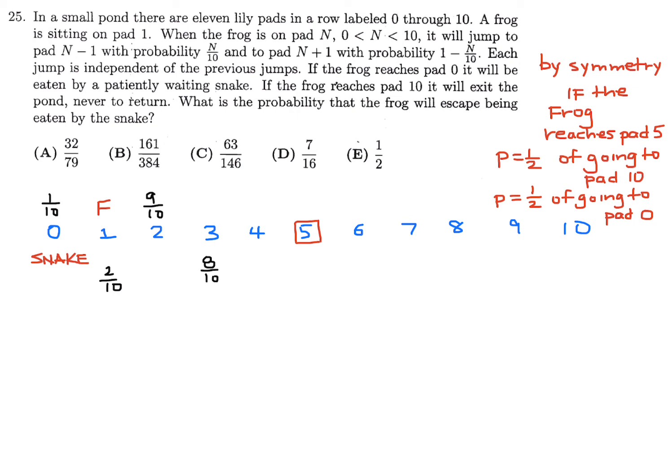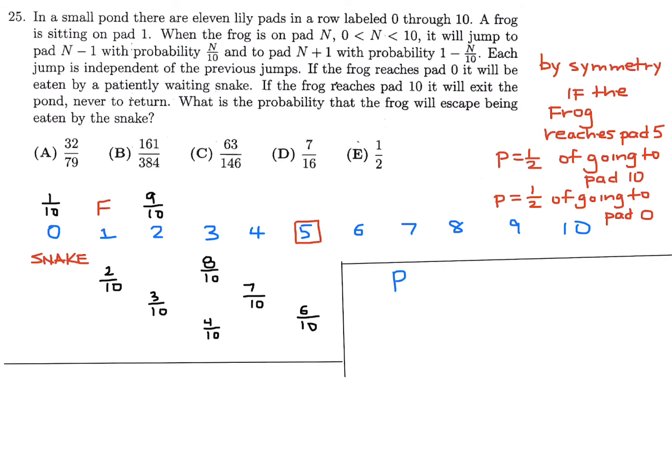If we are at pad 3, the probability of going to pad 2 would be 3 over 10, and the probability of going to pad 4 is 7 over 10. Similarly, if you're at pad 4, the probability of going to pad 3 would be 4 over 10, and the probability of going to pad 5 would be 6 over 10. All right, so now we have to combine all of these.